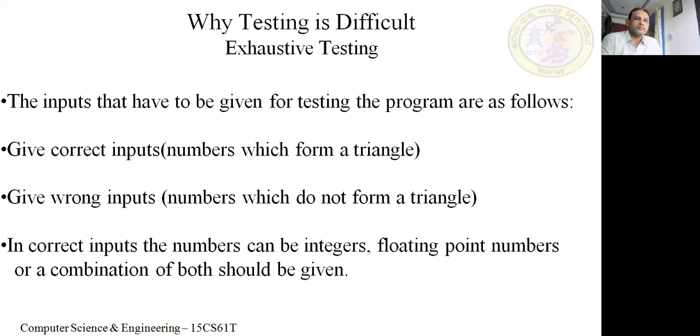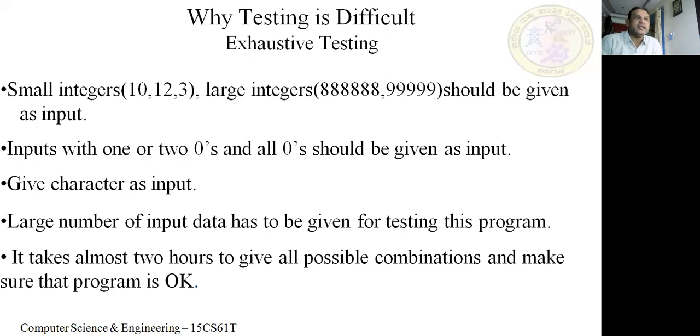If the inputs are correct, the numbers can be integers, floating point numbers, or a combination of both. Now if you are given correct inputs, again in correct input, what type? You should give integers, floating point numbers, and a combination of both. Again in integers, what type? Small integers and large integers. Again in integers there are different types. Then again with 0, 1 zero, then 2 zeros and 3 zeros, and again a character as input.